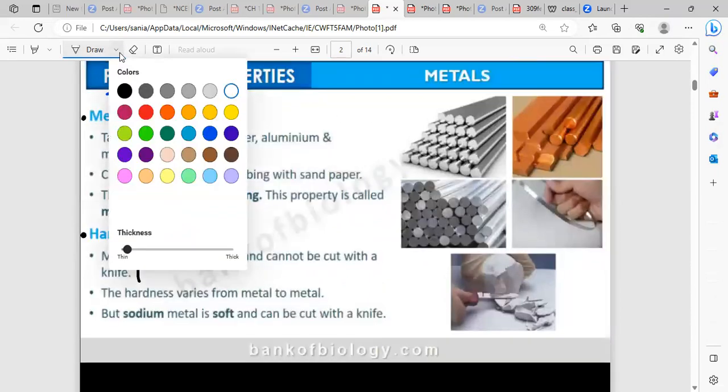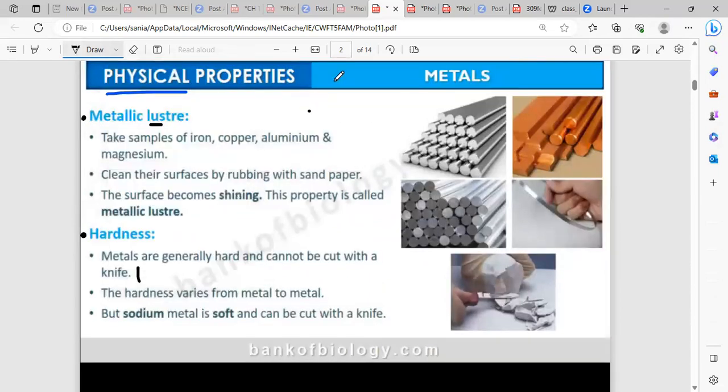So first of all, characteristics of matter. First thing is physical properties. So what are the physical properties? Physical is basically just by looking, how can you tell that this is a metal and this is a non-metal, right? So over here, first thing is metallic luster.